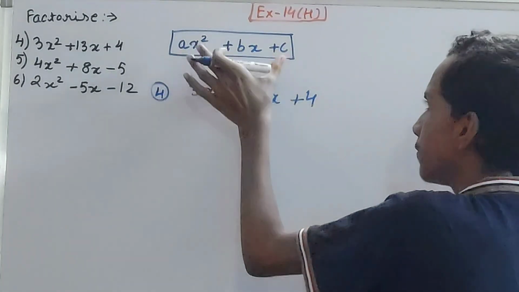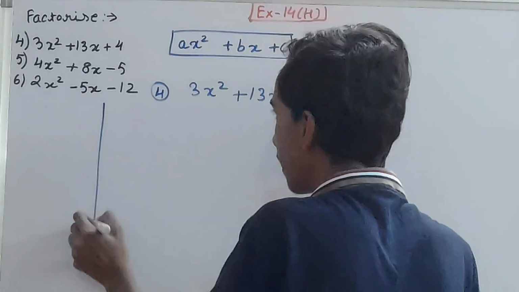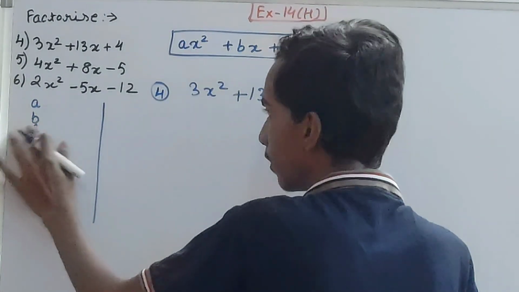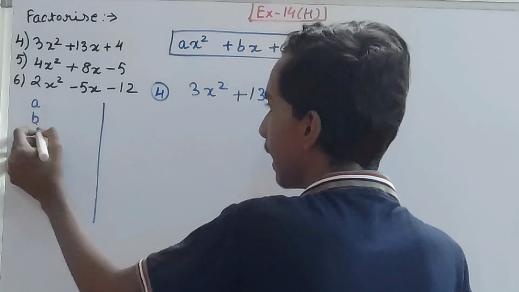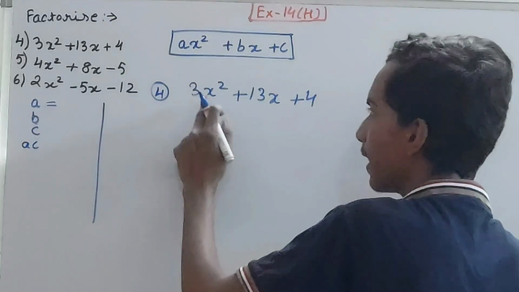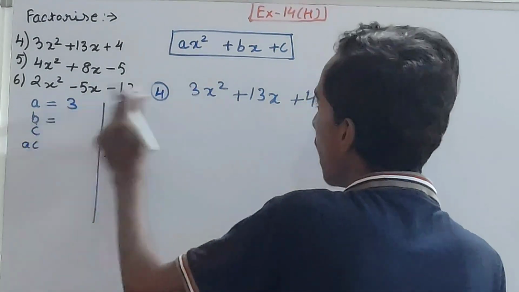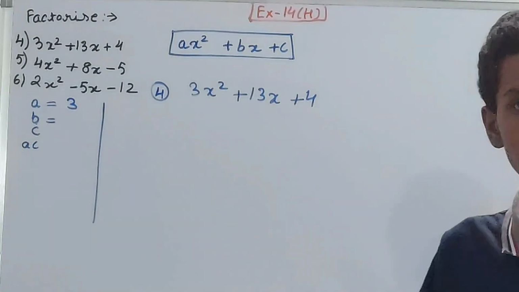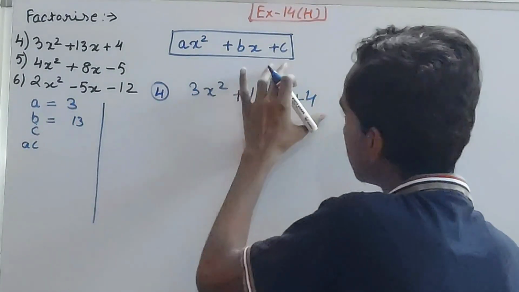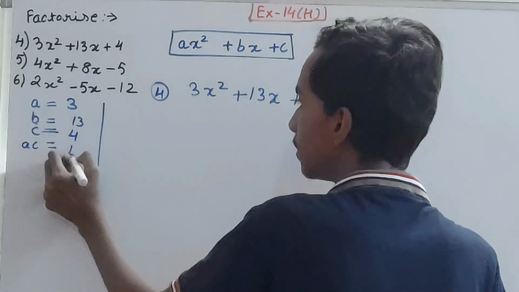Compare it with this form. You don't have to write this form, but it is just for your understanding. As I said, for every question we will be writing down four things: the value of A, the value of B and C, and AC. A is the coefficient of x square, so the value of A is 3. B is the coefficient of x, which is 13. C is just the simple value, the third term, that is 4. And AC will be 4 into 3, 12.